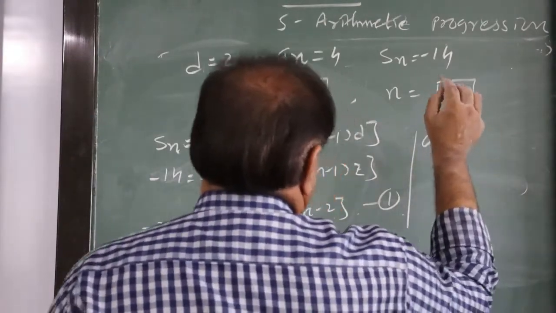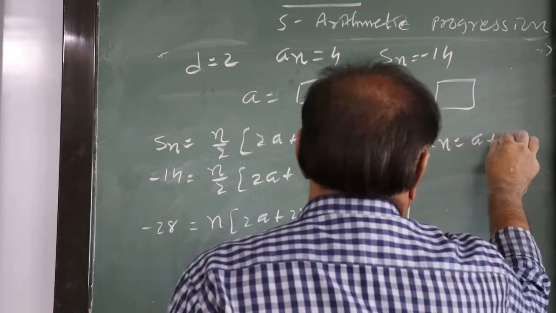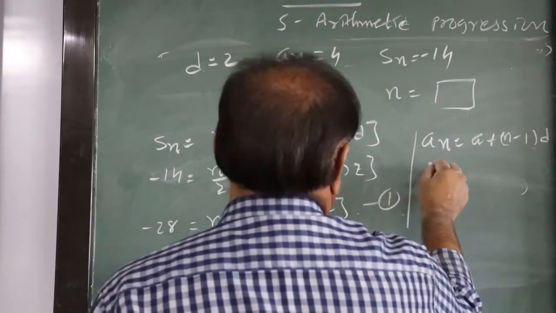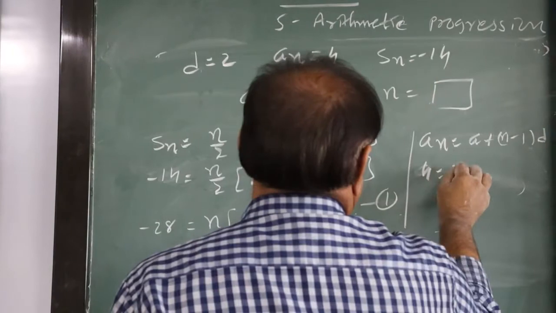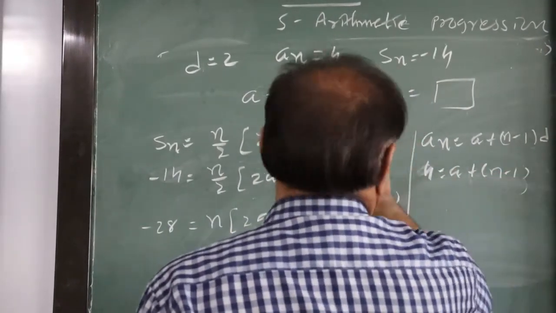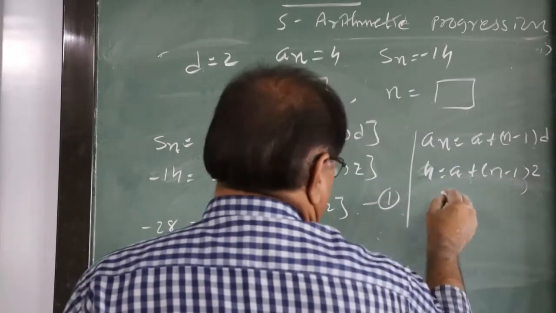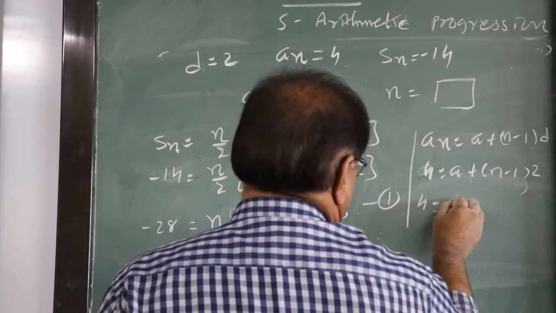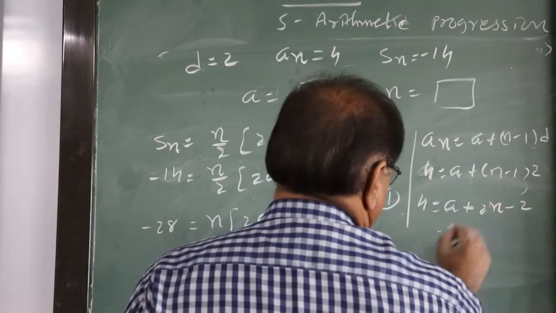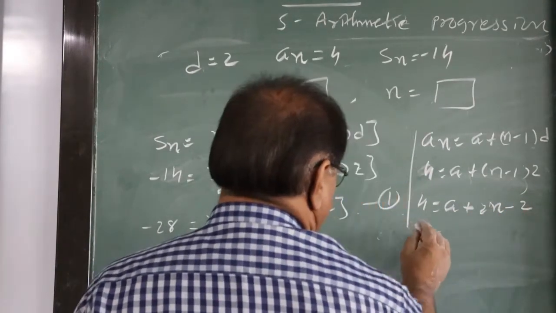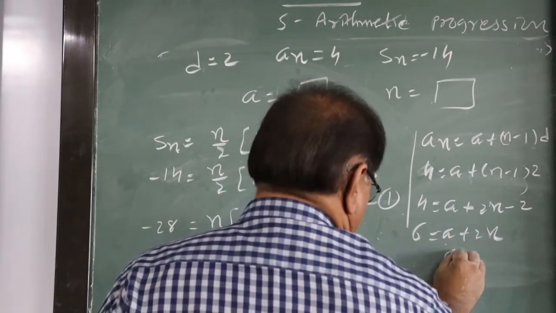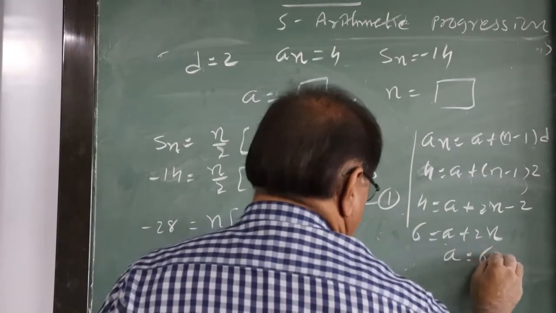So an is equal to a plus n minus 1 into d. So an is equal to 4 is equal to a plus n minus 1, difference is 2. So here 4 is equal to a plus 2n minus 2. Minus 2 changes side, becomes plus. So 6 is equal to a plus 2n. So the value of a you are getting is 6 minus 2n.